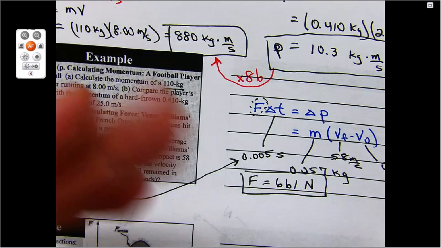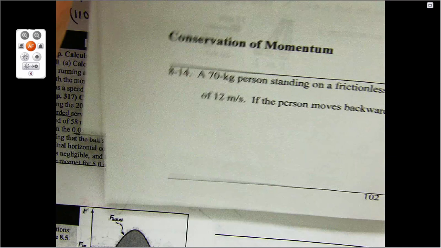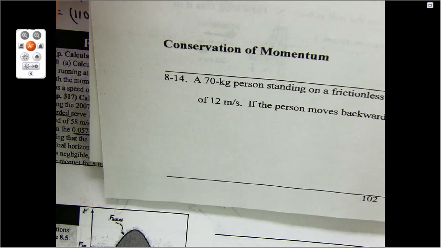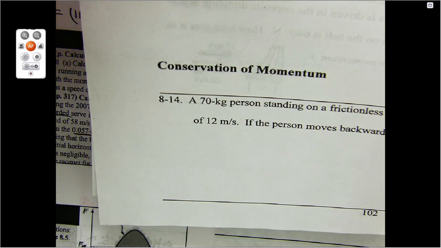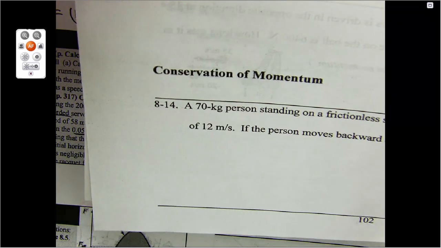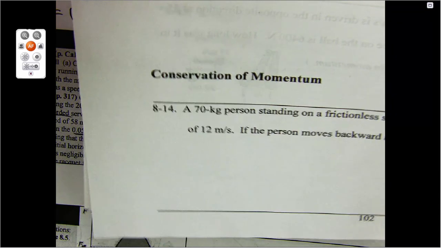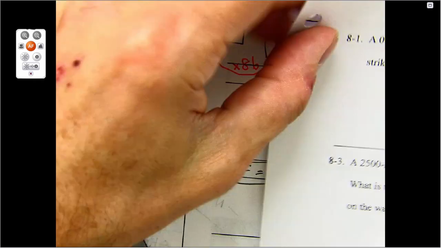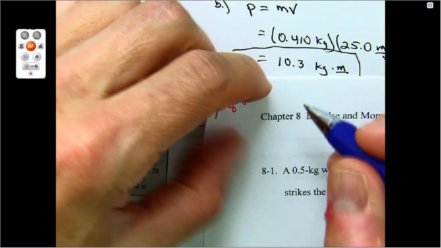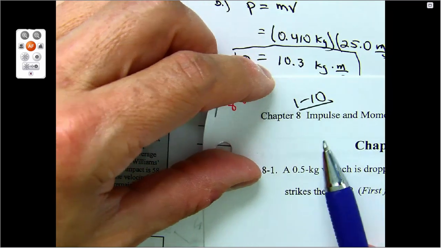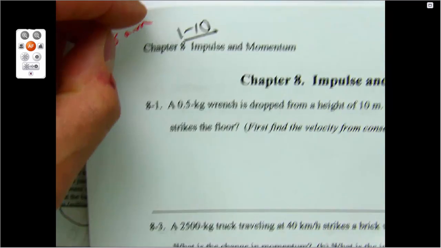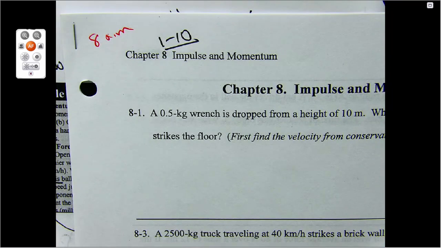Now be careful on this homework. If one of them's going right, or one of them's going opposite directions, one's going to have a positive velocity, one's going to have a negative. Just do 1 through 10 on this baby. On chapter 8. 1 through 10. On this chapter 8 homework. Okay, 1 through 10 on this homework.